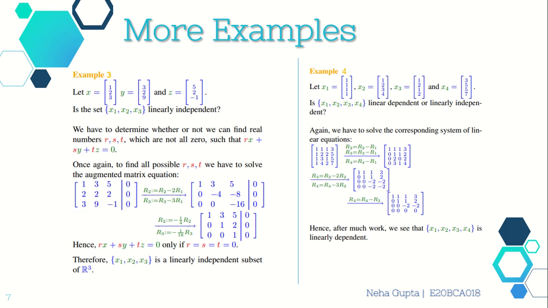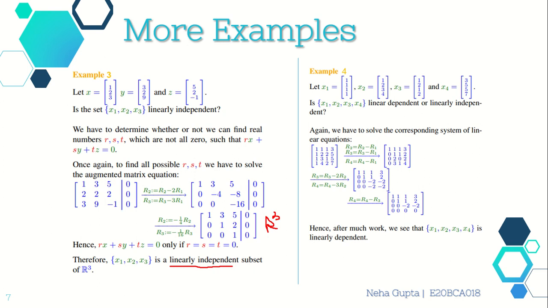As we can see in this matrix, there are rows 1 3 5, 0 1 2 and 0 0 1. Here the rank is 3, there are three vectors and the rank is also 3. It means it is a linearly independent subset of R3 with rank 3.